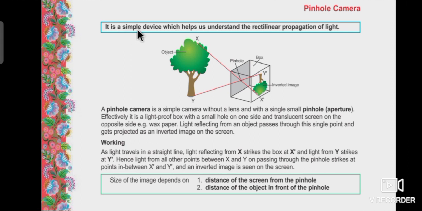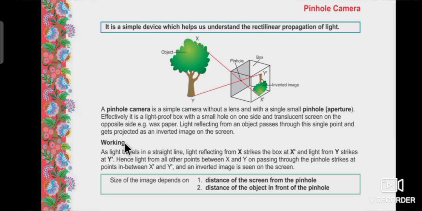Pinhole camera is a simple device which helps us understand the rectilinear propagation of light. That is, light travels in a straight line. A pinhole camera is a simple camera without a lens and with a single small pinhole. Effectively, it is a light-proof box with a small hole on one side and a translucent screen on the opposite side. Example, wax paper. Light reflecting from an object passes through the single point and gets projected as an inverted image on the screen. This is the inverted image.